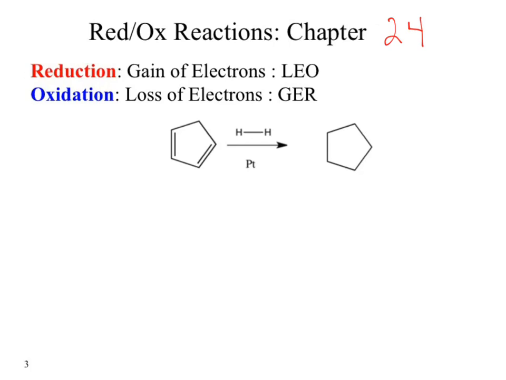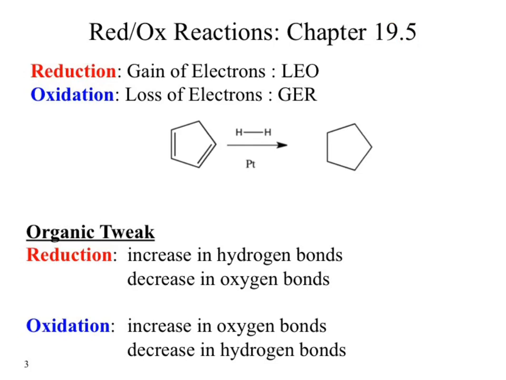Do you see any electrons? It's not super obvious. So it might be nice if we had an easier way to look at an individual reaction and decide, was it reduction or oxidation? In our organic tweak, reduction is an increase in hydrogen bonds or a decrease in oxygen. An oxidation reaction is an increase in oxygen or a decrease in hydrogen. Sometimes they happen together, sometimes they don't.